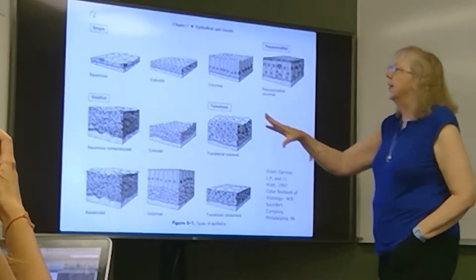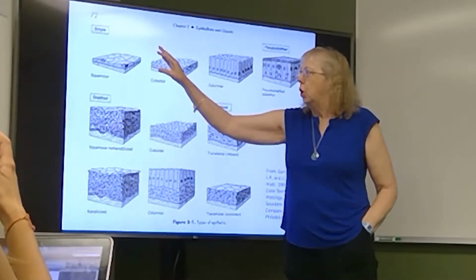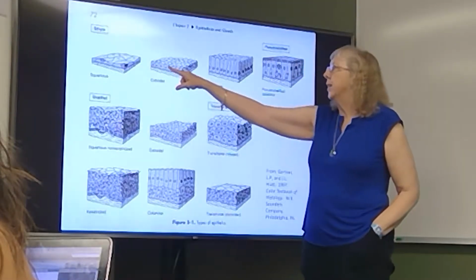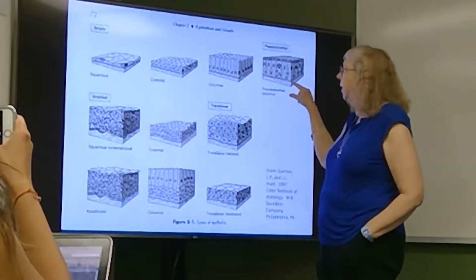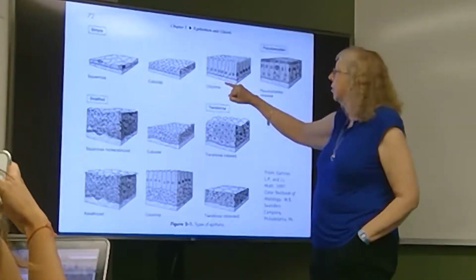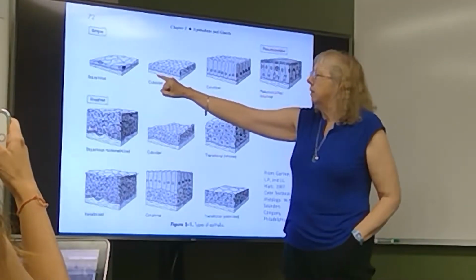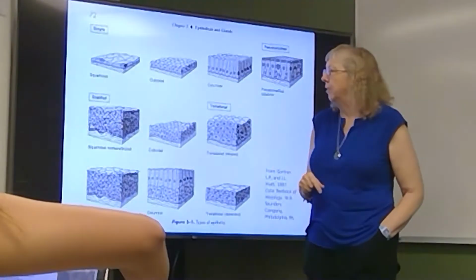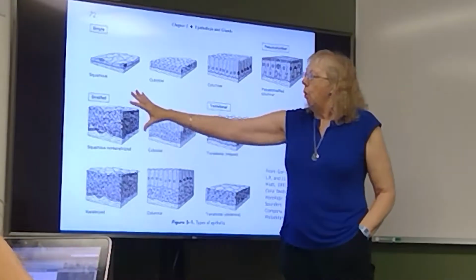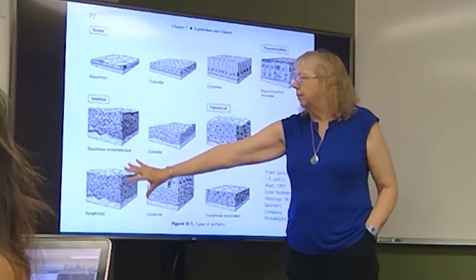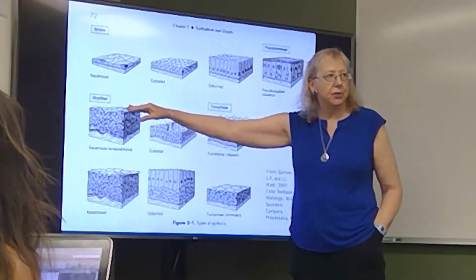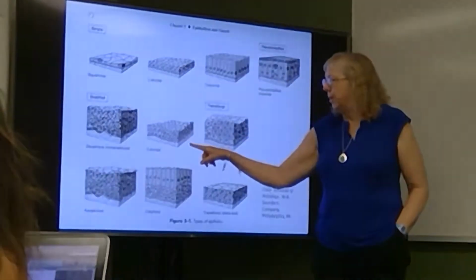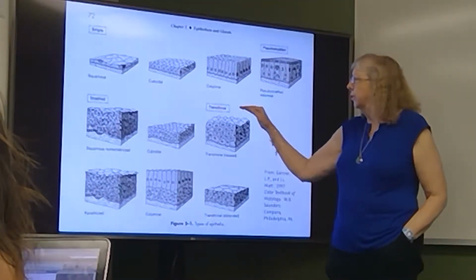First, they can be classified as either simple or stratified. Simple means there's a single layer of cells resting on the basement membrane, which is shown here by this feature with little lines drawn through it to represent collagen fibers. The stratified epithelia have multiple layers of cells, only one layer of which attaches to the basement membrane, and then there's an outer surface.